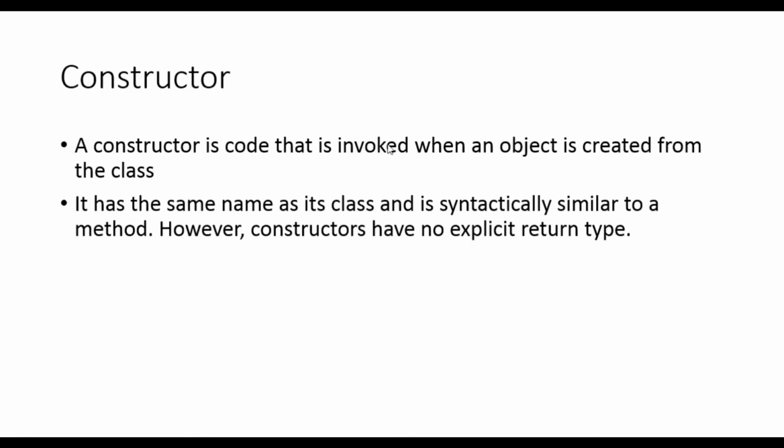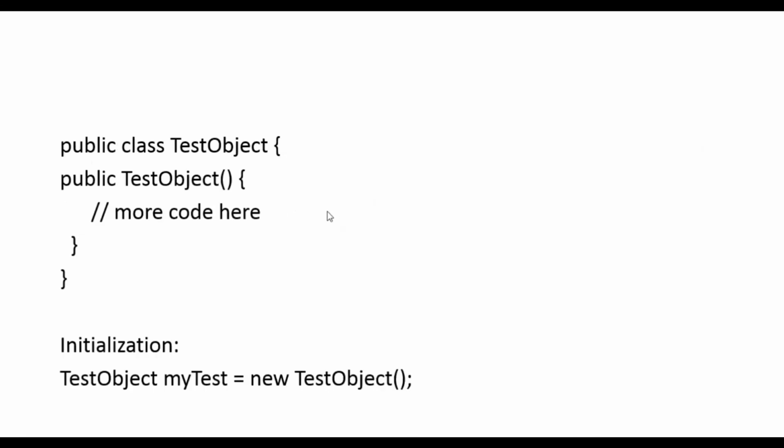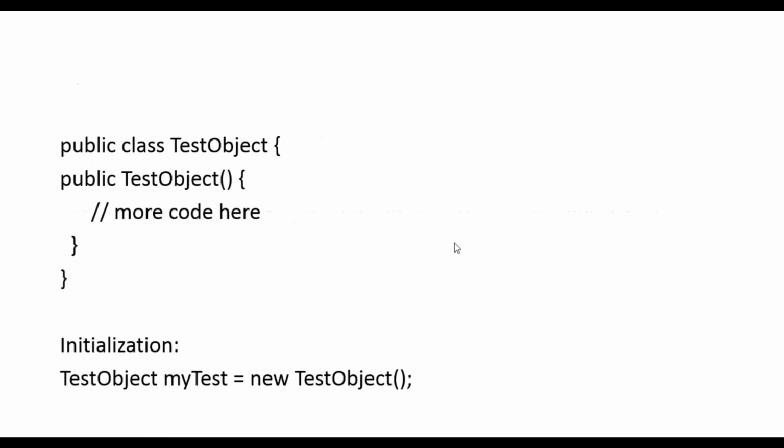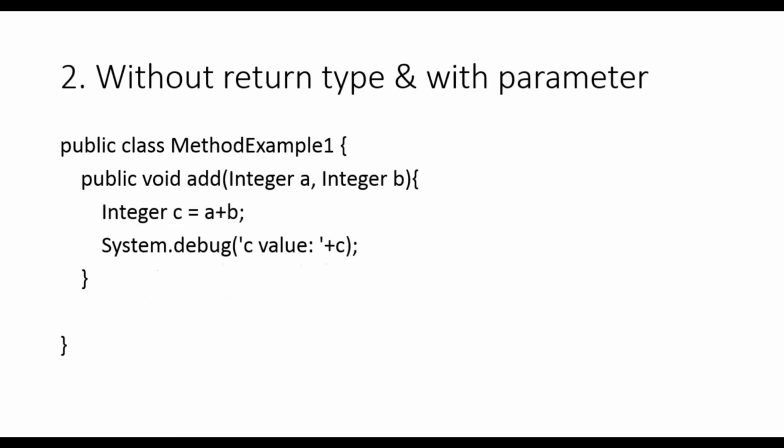A constructor is code that is invoked when an object is created from the class. It has the same name as its class. Here we have seen it has the same name as its class, TestObject, and it's similar to a method. Constructors have no return type. Here I didn't mention any return type like void or integer. So this is the constructor part.